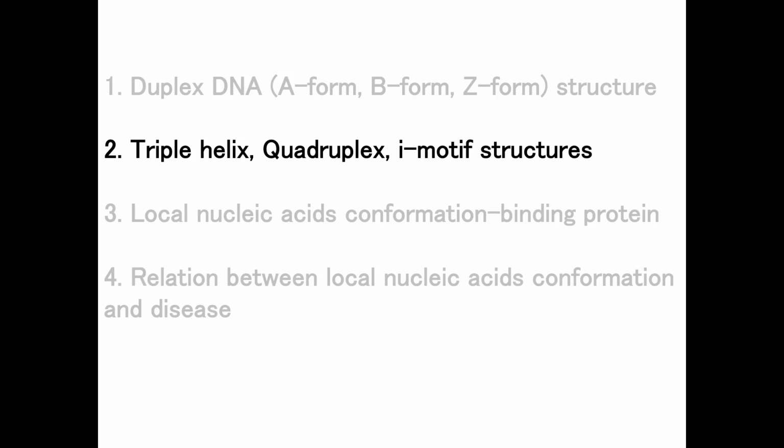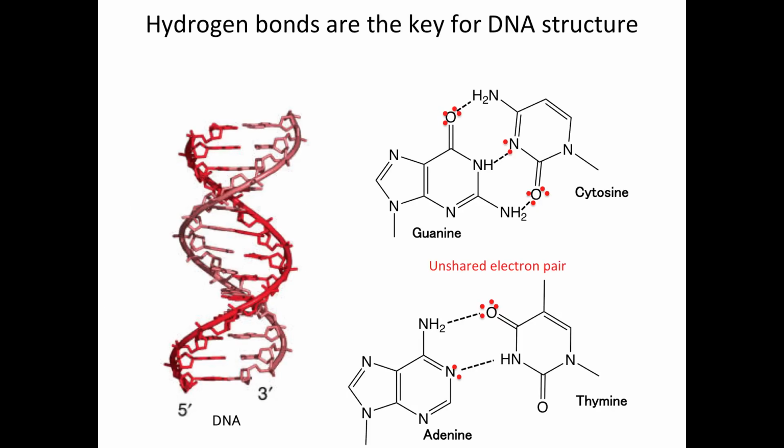But maybe you don't know the chemical structure of these. To understand their function in living cells, we have to study detailed information about this local conformation. This is the structure of double-strand DNA. You know that guanine binds to cytosine and adenine binds to thymine by hydrogen bonding. It means that hydrogen bonds are key for DNA structures.